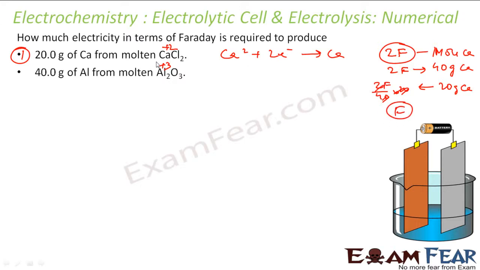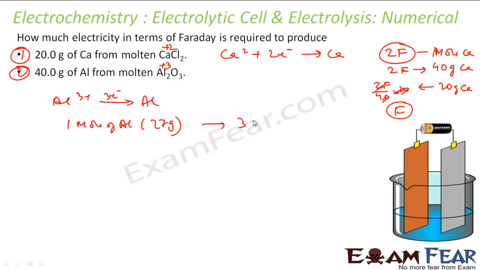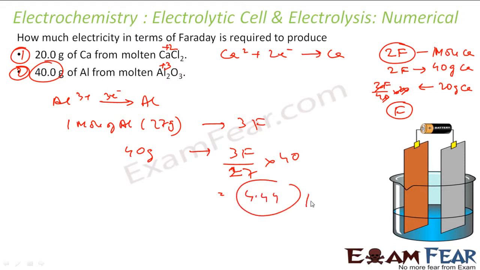Pretty easy. Let's take the next example. 40 gram of aluminium from Al plus 3. So if you see Al3 plus to Al, it needs 3 electron. So I'll say that 1 mole of Al, that is nothing but 27 gram, needs 3F charge. So 27 grams need 3F charge. 40 grams will need how much charge? 40 gram will need 3F charge by 27 into 40. You solve this, you get 4.44F. Means you need 4.44F charge to produce 40 gram of aluminium.